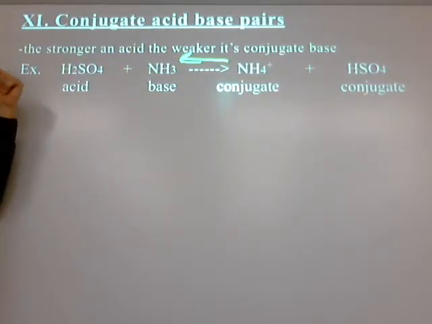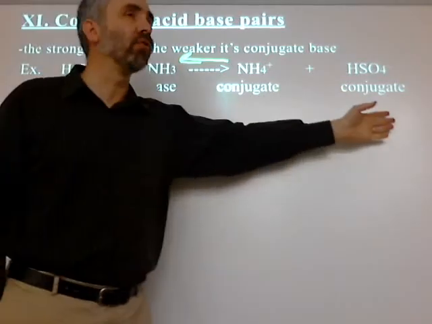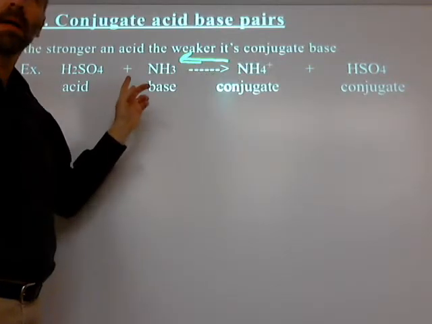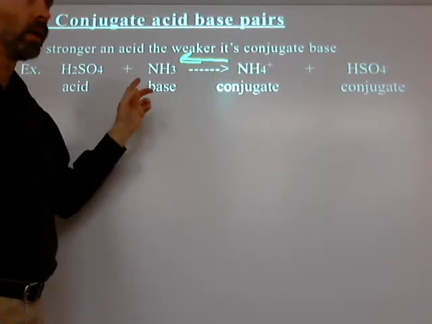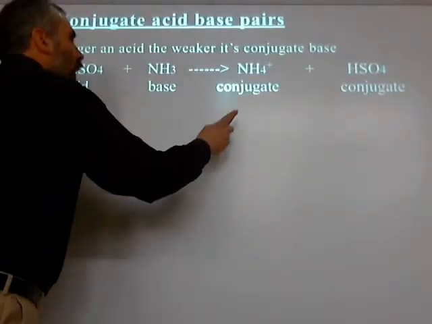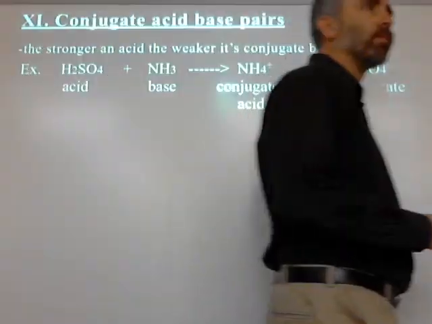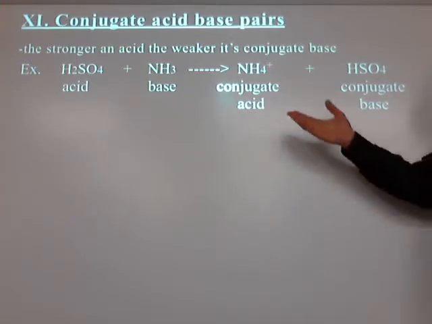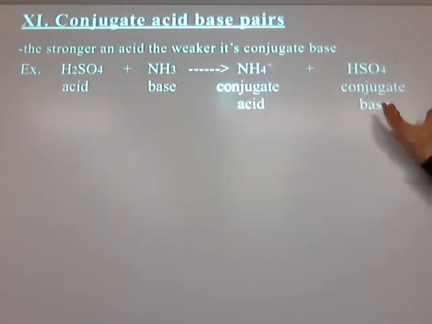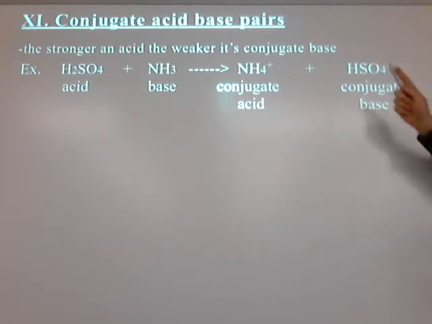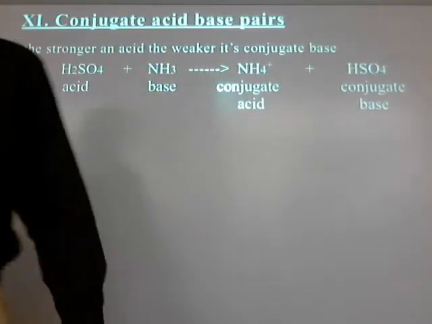He gains an H, doesn't he? Which makes him a what? Conjugate base. What is this guy doing going that way? He loses an H, which makes him a conjugate acid. So for every acid, if it's a reversible reaction, you'll get a conjugate base. And for every base, you'll get a conjugate acid.